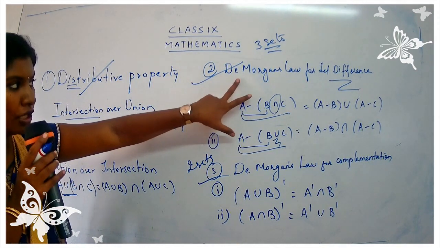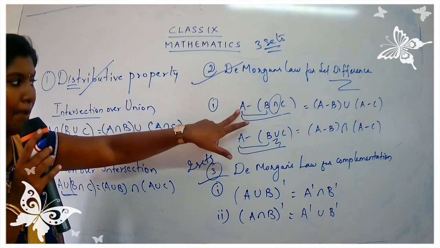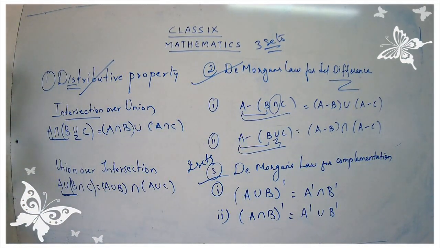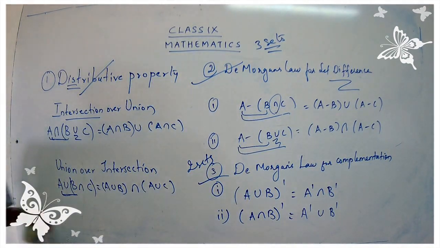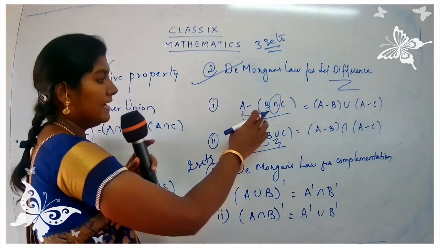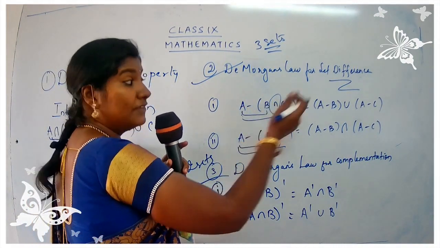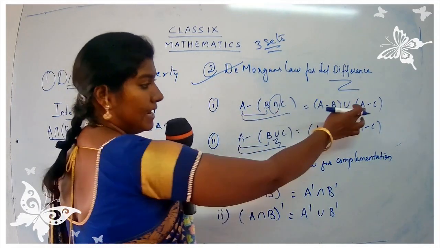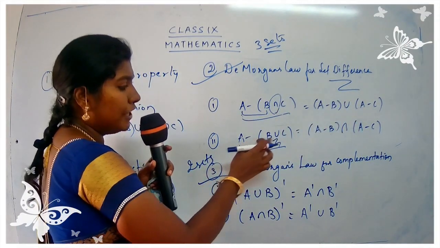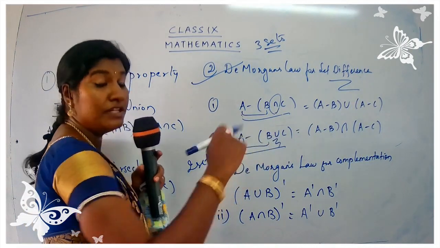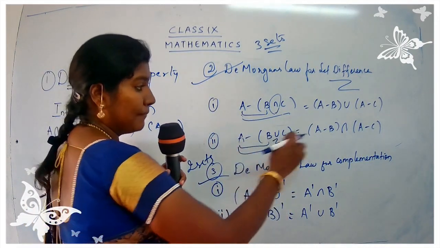What is the De Morgan's law for set difference? A minus B intersection C is equal to A minus B union A minus C. What is A minus B intersection C? A minus B intersection C is equal to A minus B, the intersection will change to union, A minus C. A minus B union C is equal to A minus B, the union will change to intersection, A minus C.